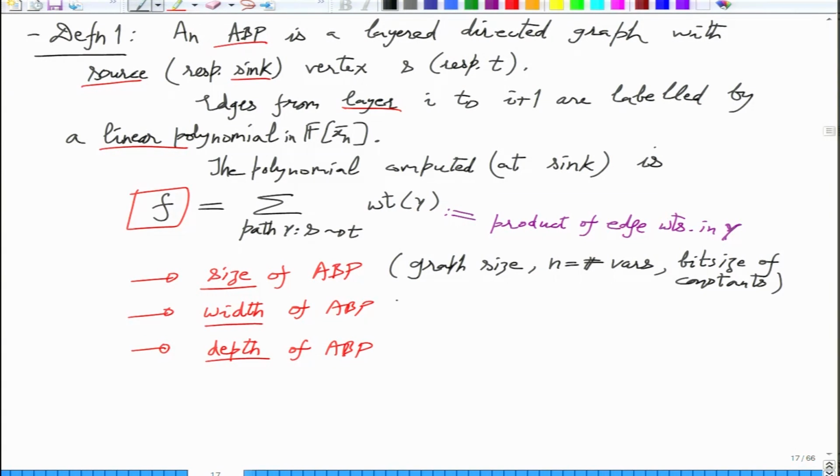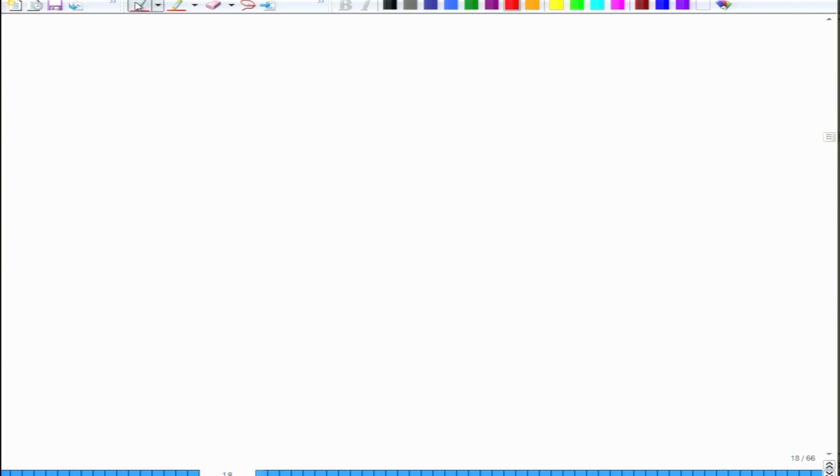Width is then the number of vertices in a layer, and depth is the number of layers. You can think of it as going from left to right. So let us see an example. So you have the source here. So this will be width 2.